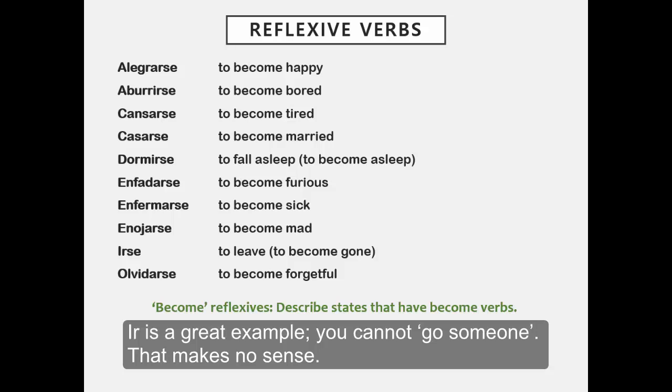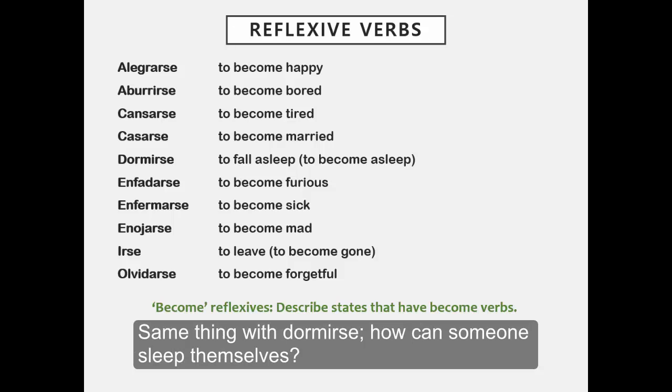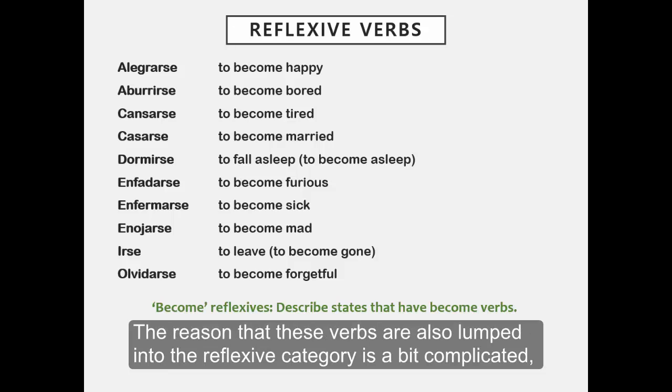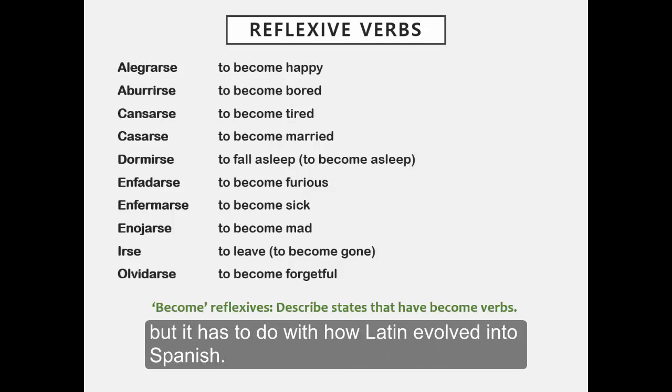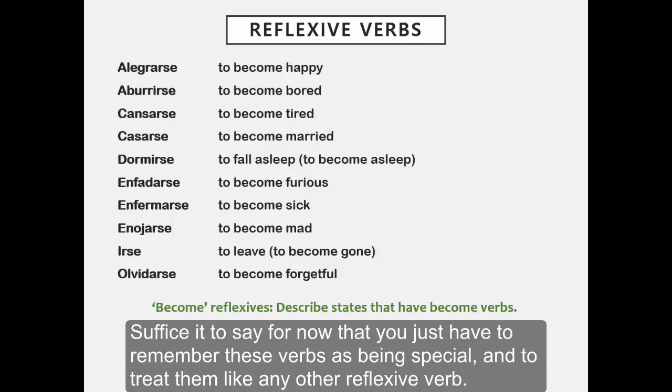Ir is a great example. You cannot go someone. That makes no sense. Same thing with dormirse. How can someone sleep themselves? The reason that these verbs are also lumped into the reflexive category, it's a bit complicated. But it has to do with how Latin evolved into Spanish. Suffice it to say for now that you just have to remember these verbs as being special and to treat them like any other reflexive verb.